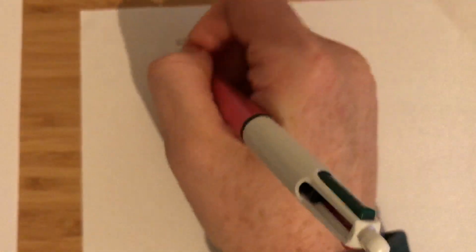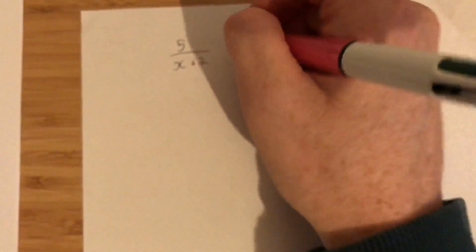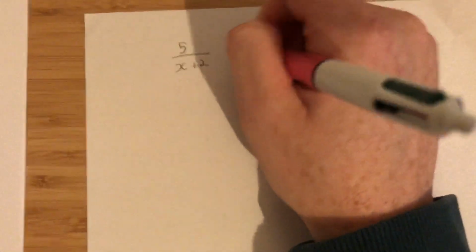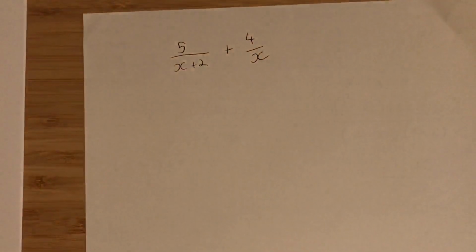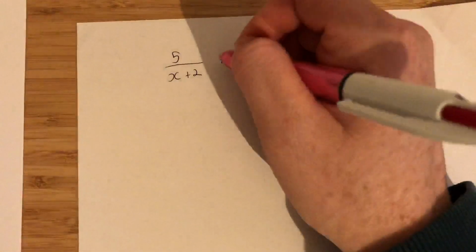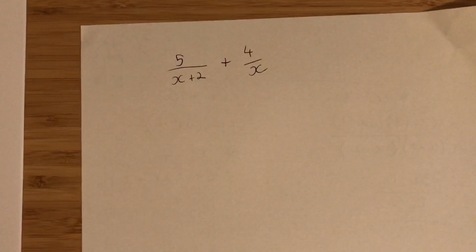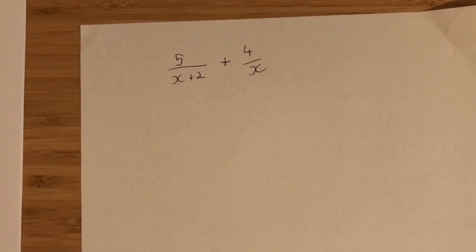In this tutorial, we're going to add and subtract algebraic fractions. So the first one that I'm going to do here is 5 over x plus 2, plus 4 over x. If you are not too familiar with the way we use the 4 operations, add, subtract, multiply, divide, with fractions, I would suggest you go back to a fractions tutorial first before you look at this one.